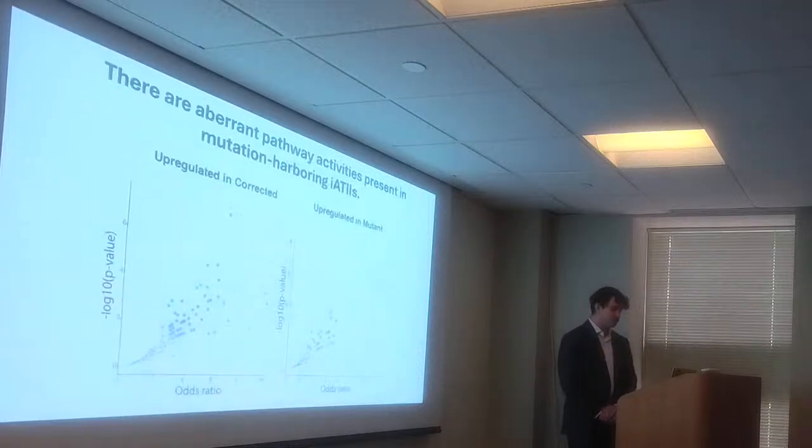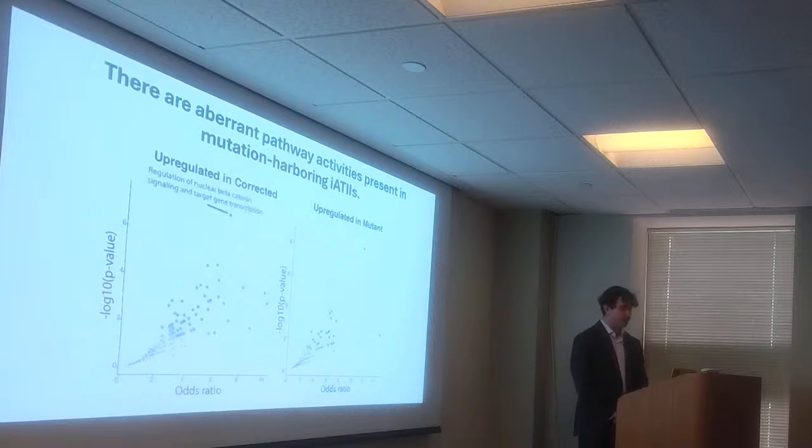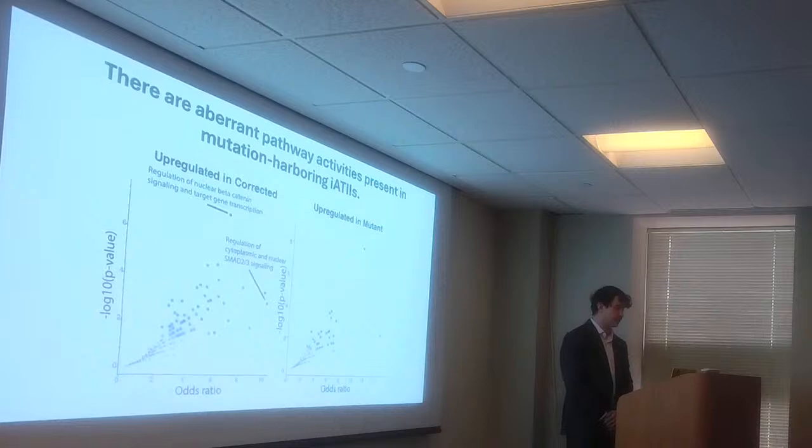And next, we wanted to take a more unbiased approach at investigating these differences. So we looked at what was upregulated in corrected or mutant, and we put them through gene set enrichment analysis. And we found differences in pathway activation and regulation of beta-catenin signaling, which is critical for Wnt signaling, which is critical for lung development, and also regulation of SMAD2/3 signaling, which are members of the TGF-beta signaling pathway.